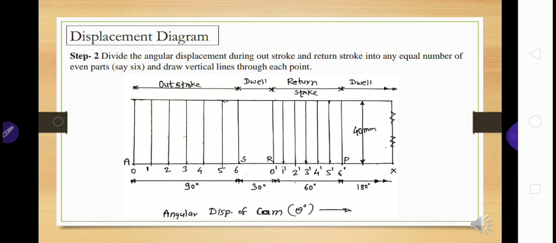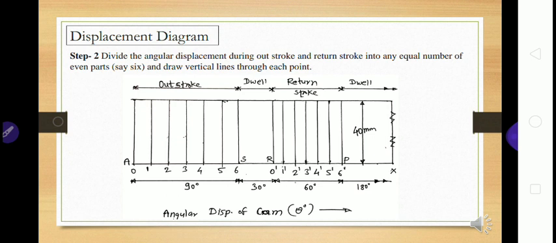So we have taken the scale as 1 cm to 15 degrees. Therefore each point, that is 1, 2, 3, 4, 5, 6, will be at 1 cm. Therefore mark these points 0, 1, 2, 3, 4, 5, 6 at equal distances and draw the vertical lines from these points.